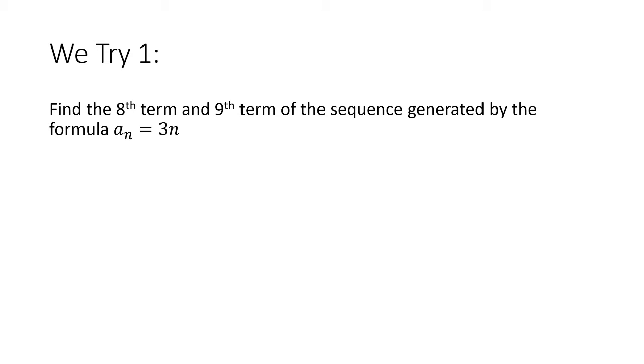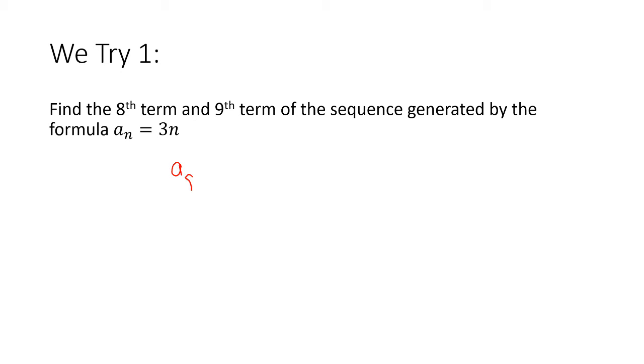Find the 8th and the 9th term of the sequence generated by the formula a sub n equals 3n. So what I'm going to do is, a is the actual value, n just lets me know that a changes. That's why n is small. So it shows me that a is changing whenever it's the nth.